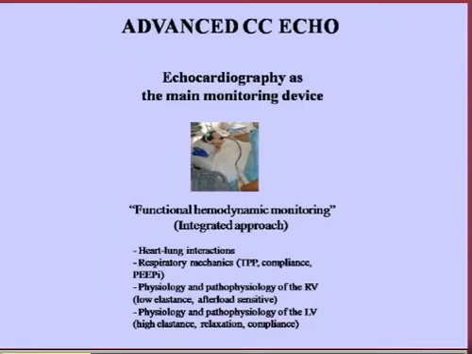The second level induces a second, very different approach: advanced critical care echo. Now it's not echo for helping you in the hemodynamic diagnosis, but you can use echo as the main monitoring device, really. And this is what we call functional hemodynamic monitoring, a very integrated approach. And you have to be confident, of course, in transthoracic echo, but also in transesophageal echo. And you have to know many, many basics regarding heart-lung interactions, regarding respiratory mechanics, and regarding physiology and pathophysiology, of course, of the right ventricle and of the left ventricle.